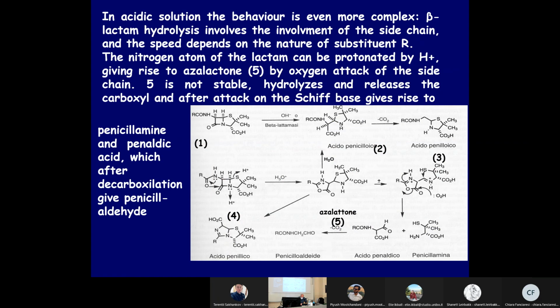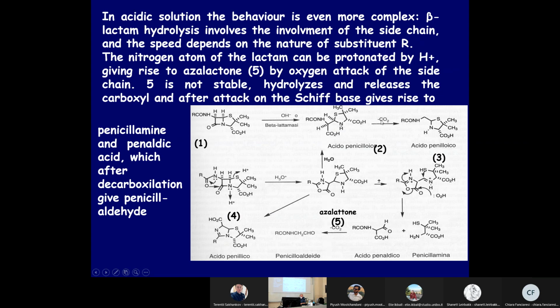Here we have the last feature of penicillin. We have already described some of the stability of the penicillin. You see here what happens in basic conditions. You have the opening of the beta-lactam ring, or in the presence of beta-lactamases, you can have the opening of the beta-lactam ring.